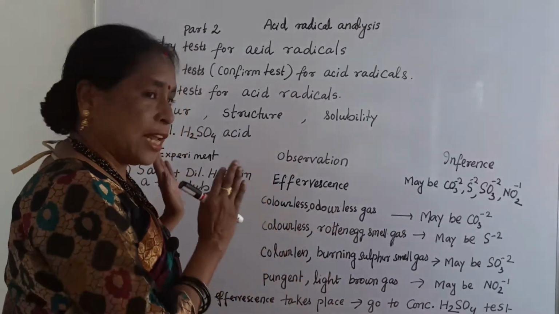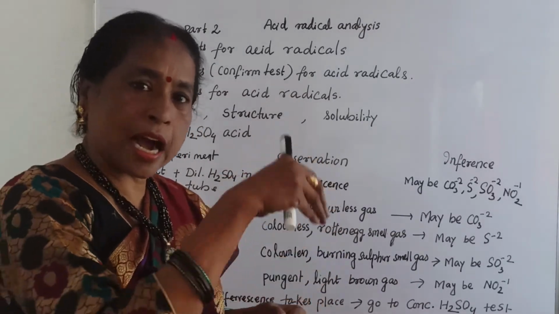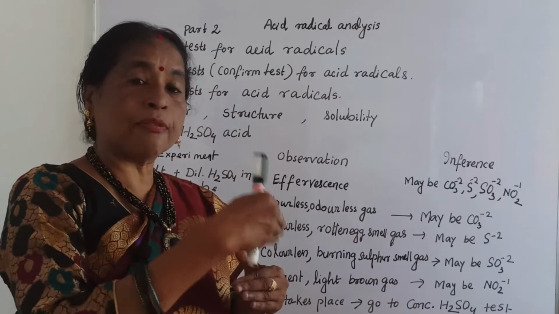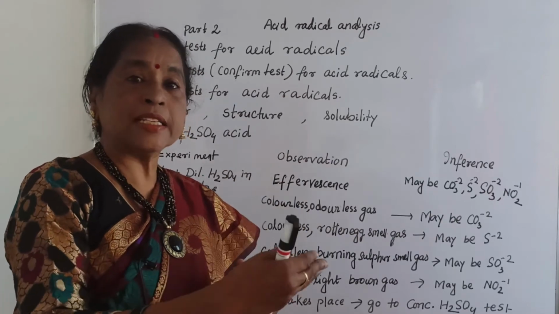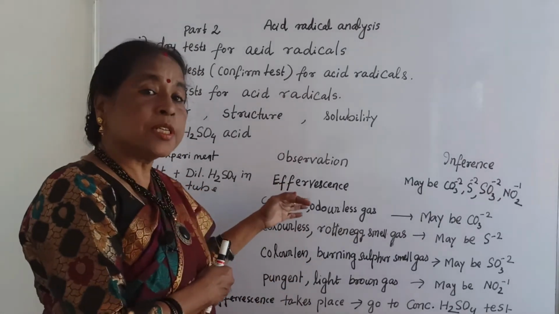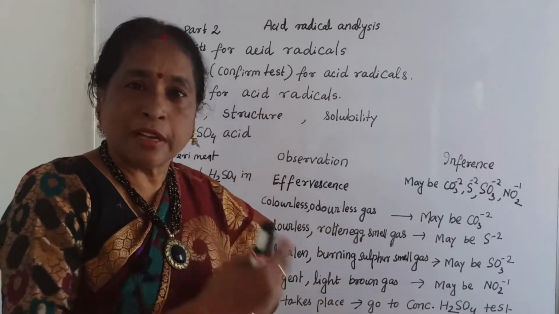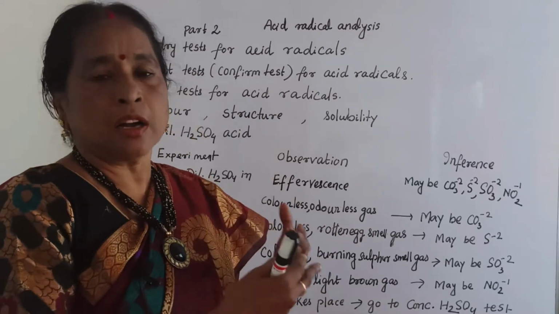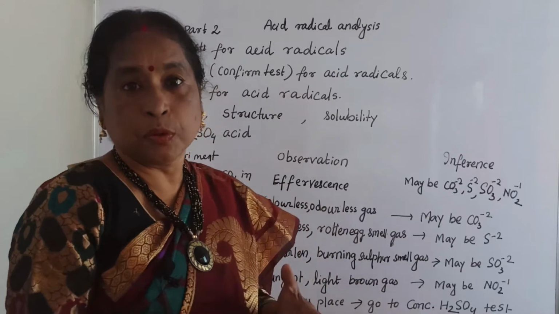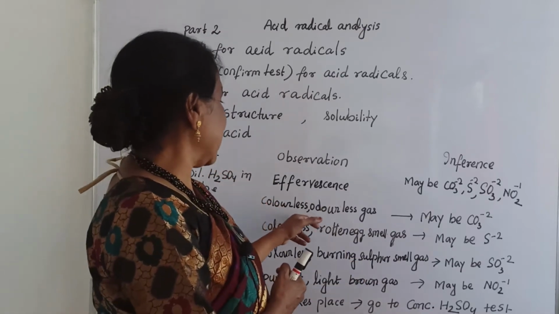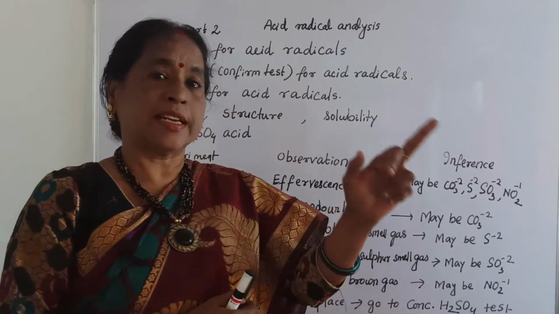Again, you take salt in a test tube and add dilute sulfuric acid. This is the first level test, the first group test. Then you observe whether some reaction takes place, whether some gas, colorless, odorless or colorful, is produced. Then you can say yes, effervescence takes place.